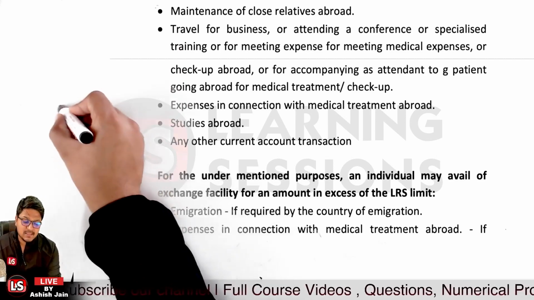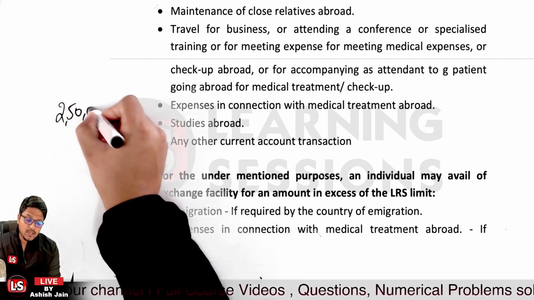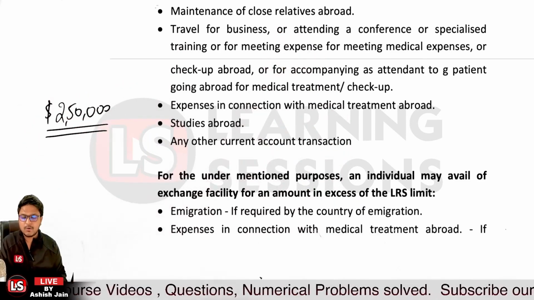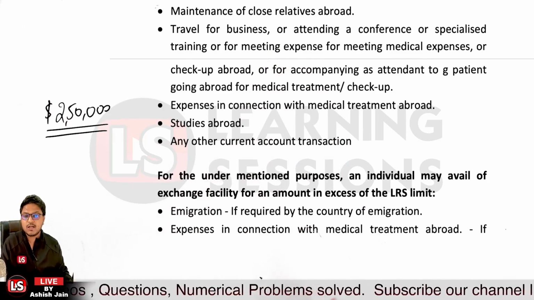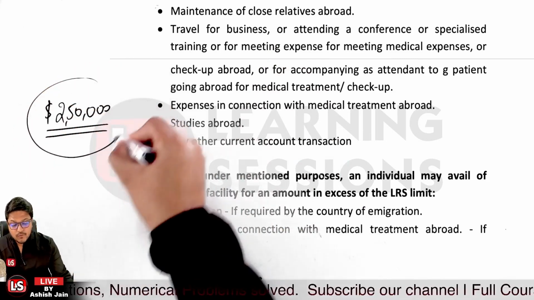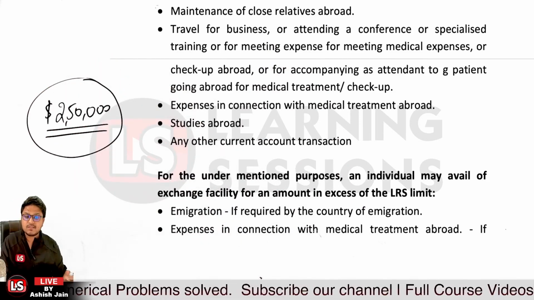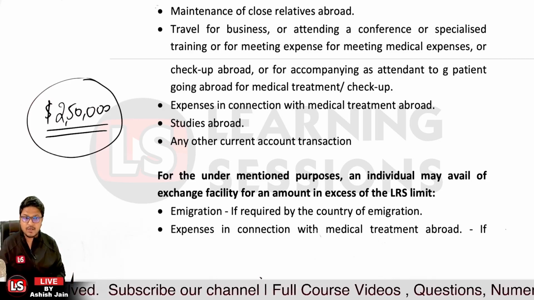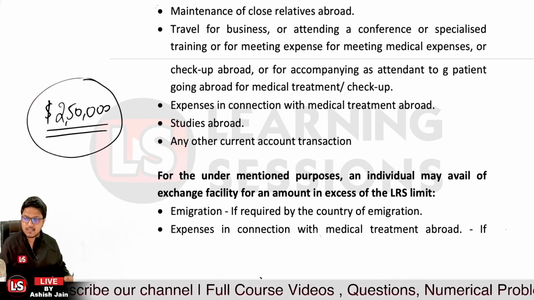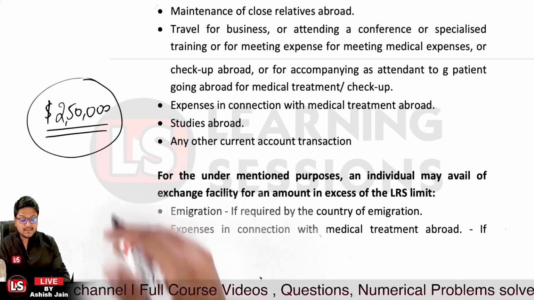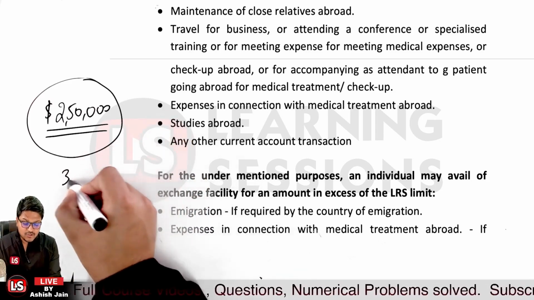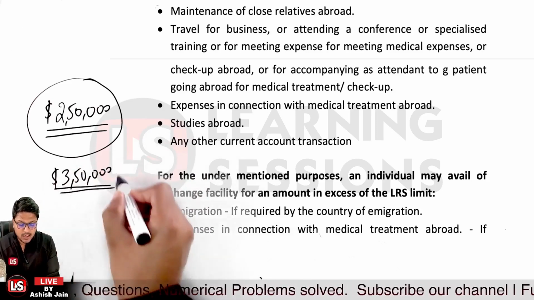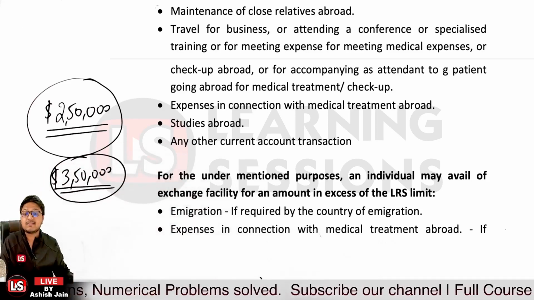Now, the LRS scheme says that you can remit an amount up to 250,000 USD per financial year. We have already learned for what different purposes you can remit this amount, but remitting in excess is also permissible for certain purposes. Let's understand that. First of all, it's related to immigration. If it is required by the country of immigration, it is allowed that you send the excess amount. Let's say the immigration country says that you have to pay or maintain 350,000 USD. That is allowed if the immigration country is asking for it.